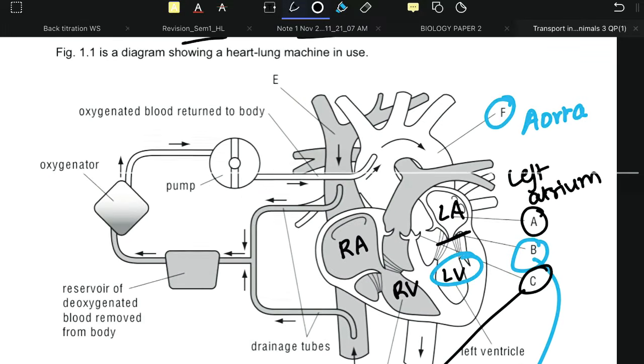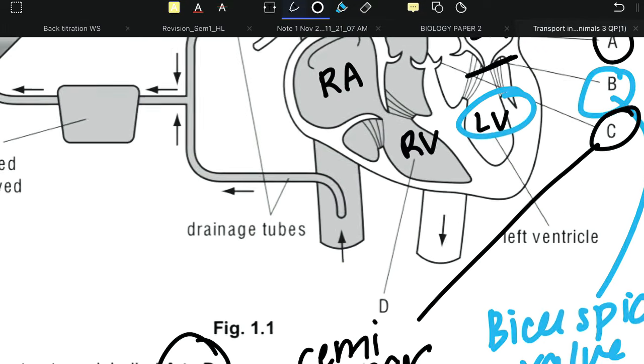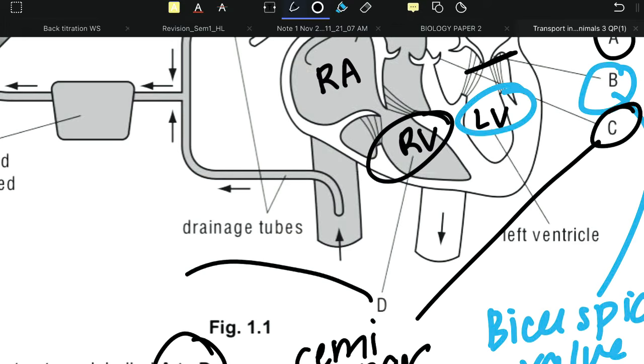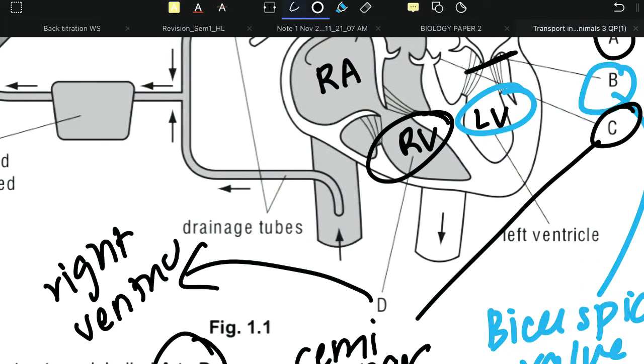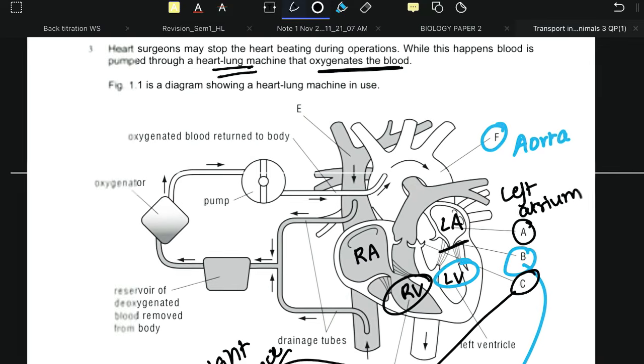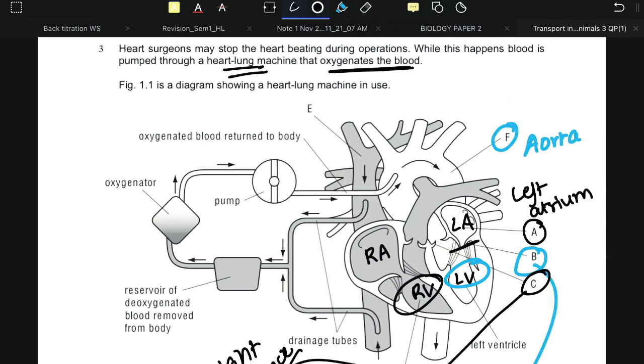Now where is the D? Right. D, already we have labeled it. It is the right ventricle, right? It's the right ventricle. And E, all right, now it goes to the right atrium. So it goes into the right atrium, which is why it is the superior or inferior vena cava.